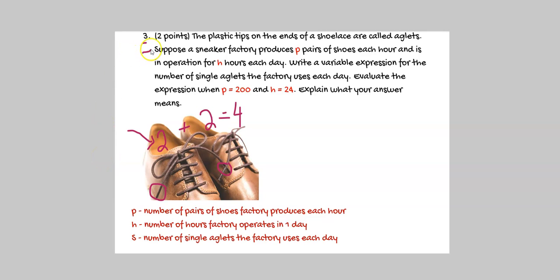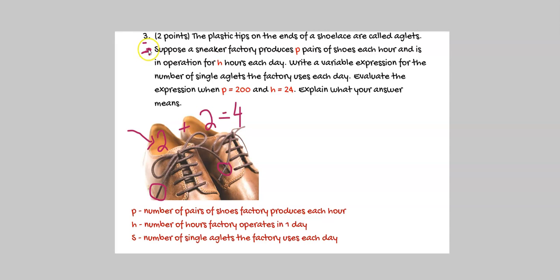Now let's move on. Suppose a sneaker factory produces P pairs of shoes each hour and is in operation for 8 hours each day. Write a variable expression for the number of single aglets the factory uses each day. Evaluate the expression when P equals 200 and H equals 24. Explain what your answer means.